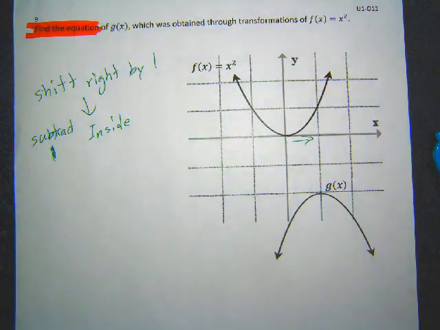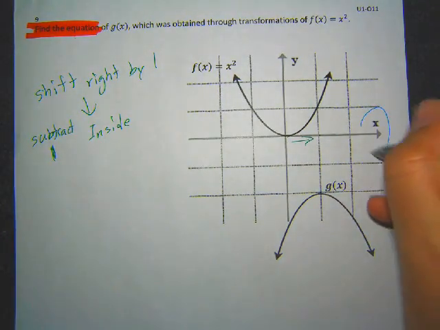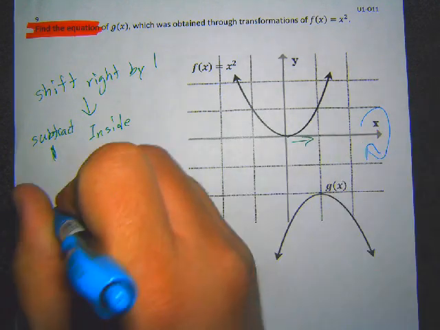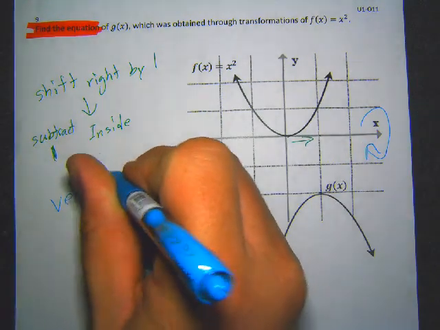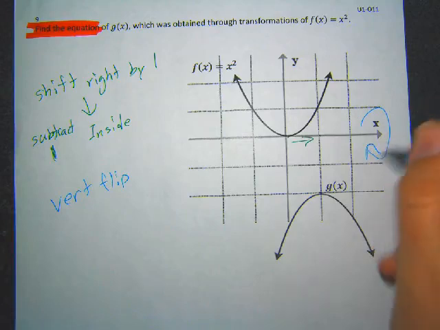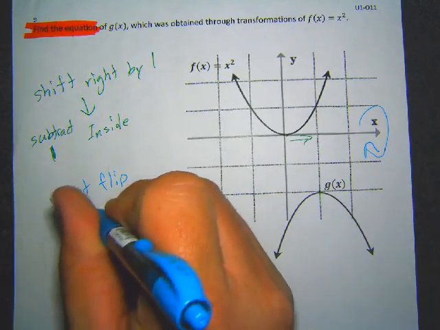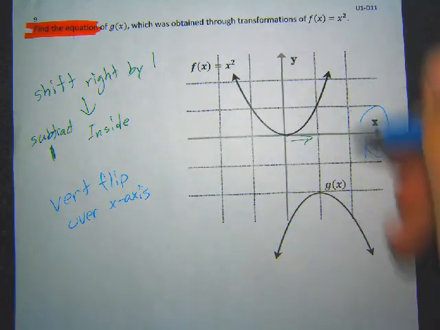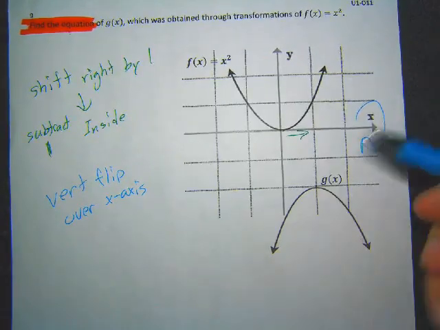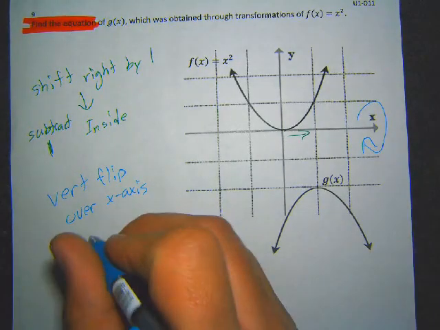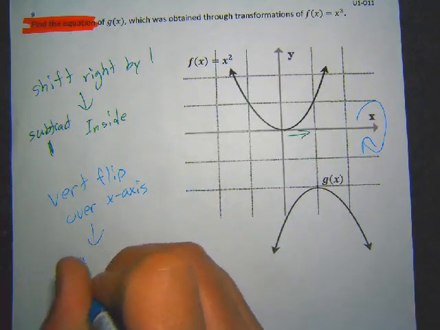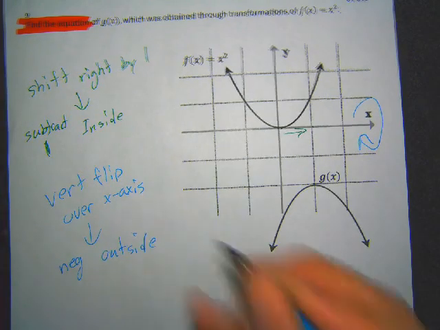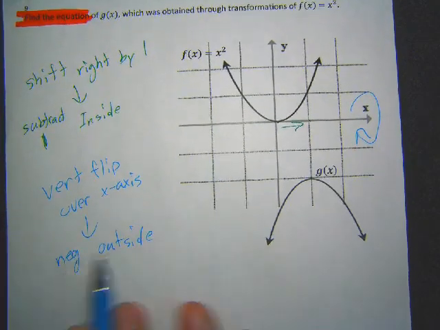and that will give us that shift right. Next thing you'll notice, of course, it is flipped over the x-axis, right? Instead of going upwards, it goes downwards. So it's got a vertical flip. Remember, the textbook will say it's flipped over the x-axis, because you're flipping up and down over the x-axis. And we said vertical stuff always comes from being outside. So this is going to be a negative outside. That's how we're going to get that.